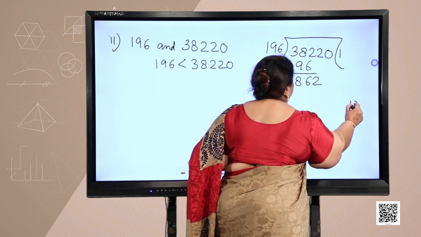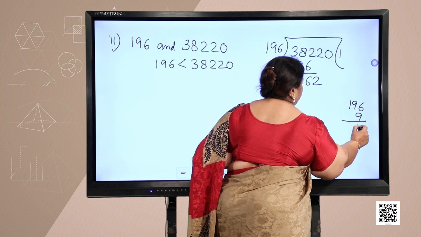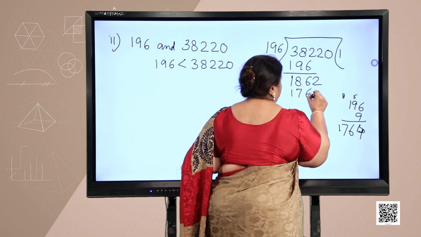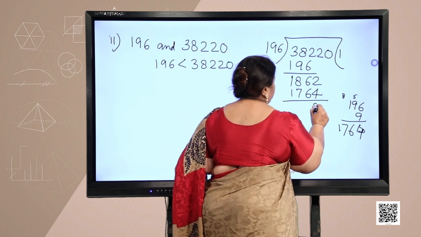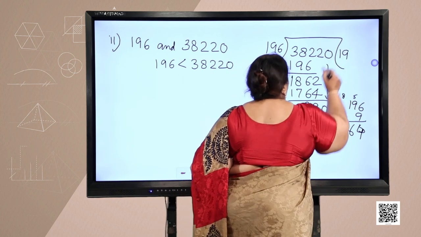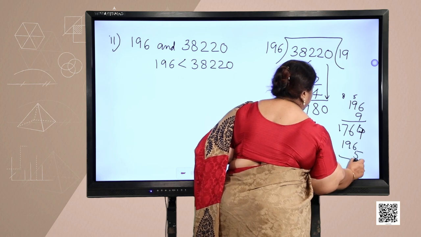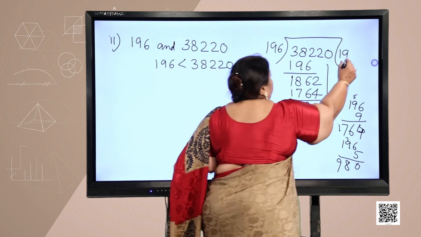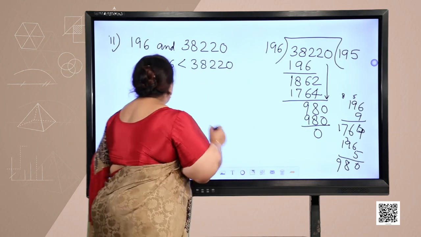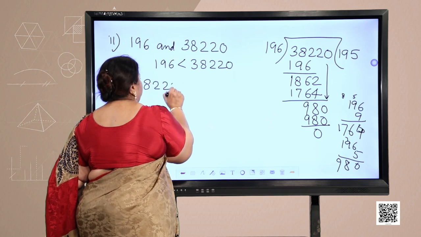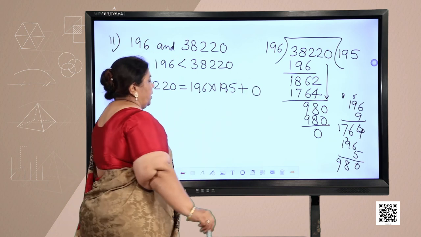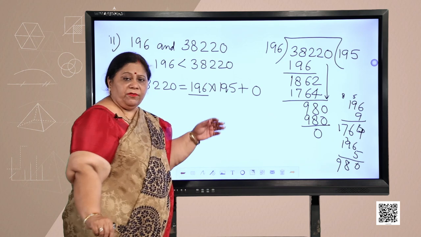Now, I think I should try it 9 times. Yes. If I subtract, I get 8, and here it is 9, and 0 comes here. It is going directly. By what is 196 into 5? Yes. We can see here in the first go itself, I am getting the remainder as 0. In this case, I can express 38,220 as 196 into 195 plus 0. The divisor at this step is the highest common factor of these two numbers.